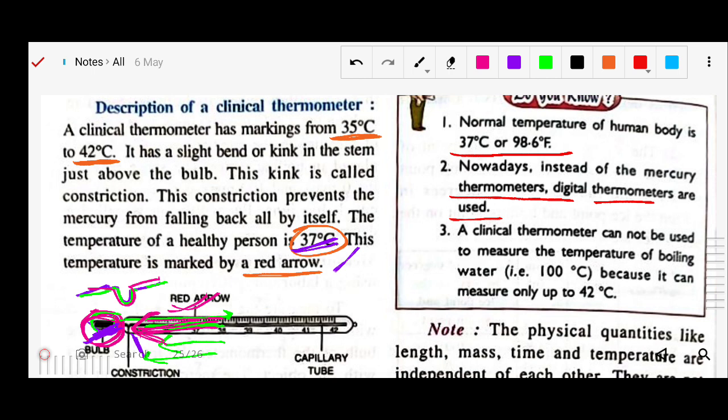Then we have the third one: the clinical thermometer cannot be used to measure the temperature of boiling water, right? This is also a very important point, used by doctors. We cannot use this thermometer to measure boiling water at 100 degrees Celsius. It can measure only up to 42 degrees Celsius, which is the maximum reading given. So above 42 degrees Celsius we cannot measure with this clinical thermometer, right?